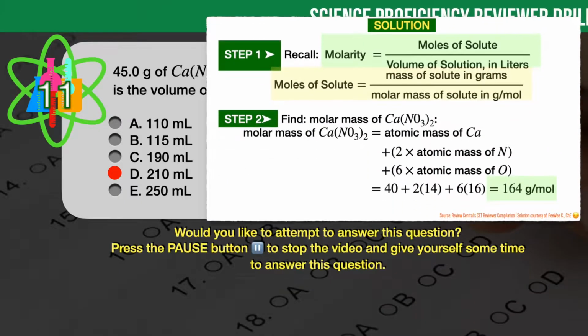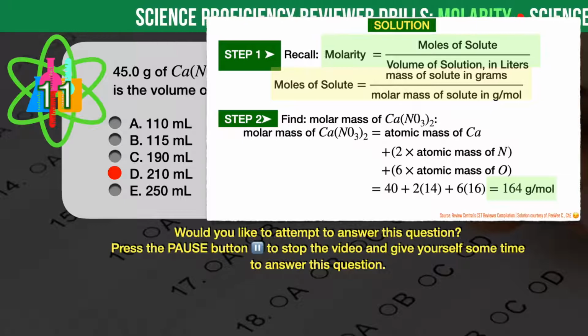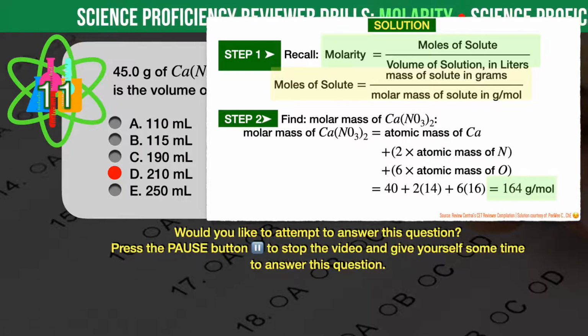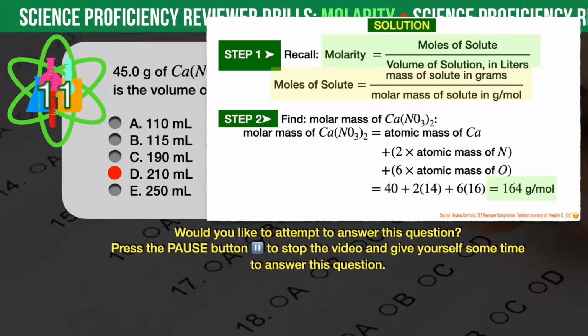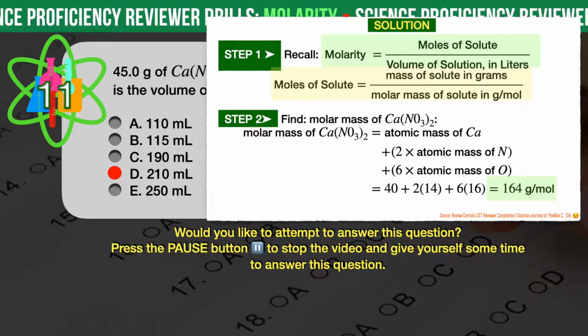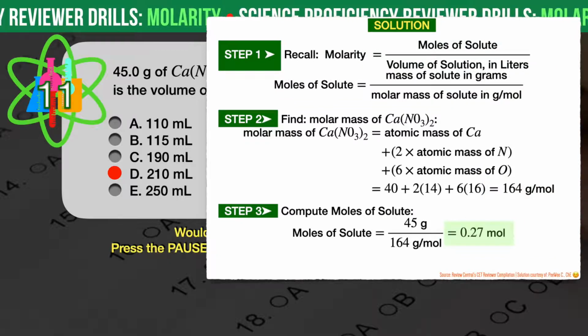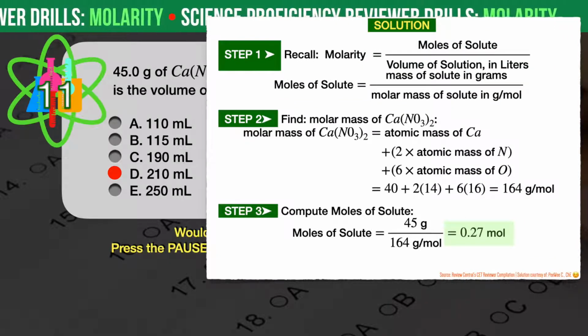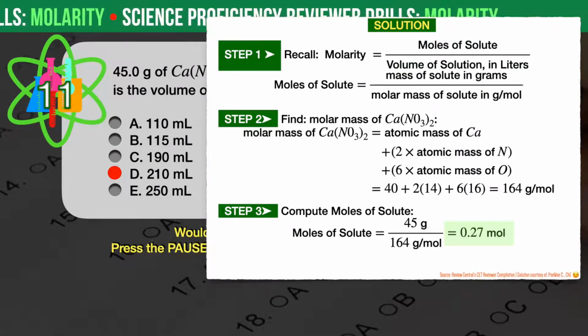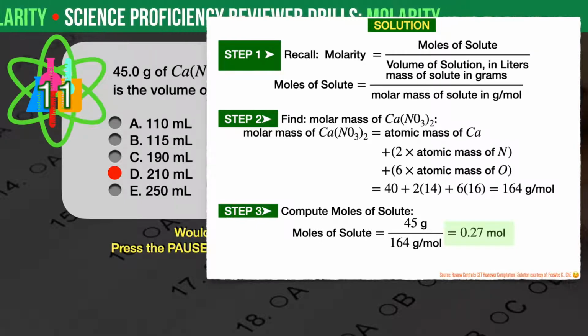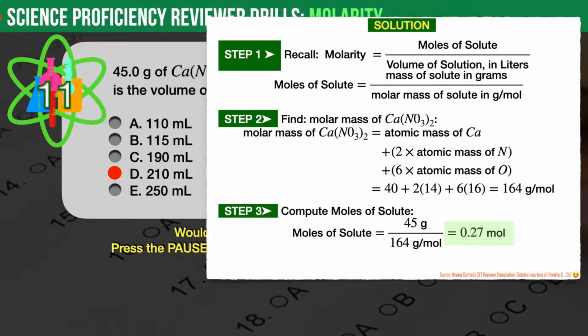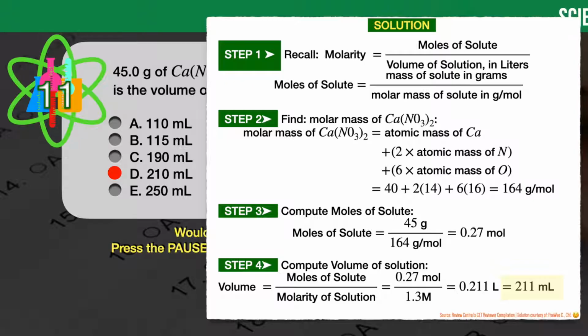The molar mass of calcium nitrate is the sum of the atomic mass of calcium, which is 40, plus 2 times the atomic mass of nitrogen, which is 14, plus 6 times the atomic mass of oxygen, which is 16. We should arrive at 164 grams per mole. Hence, the moles of our calcium nitrate solute should be 45 grams divided by 164 grams per mole, or 0.27 moles. For this drill question, we are already given the molarity to be 1.3 M.